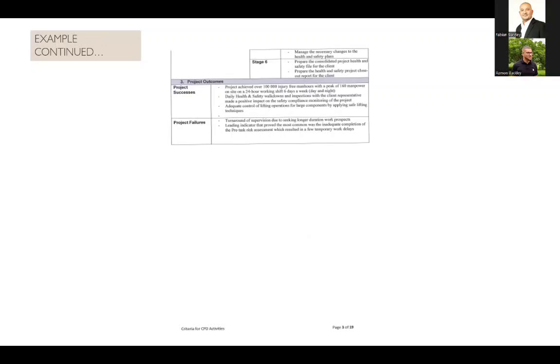That's just an example. And then failures: turnover of supervision due to seeking longer duration work prospects. That was one of the failures. And then leading indicators that proved the most common was the inadequate completion of the pre-task risk assessment, which resulted in a few temporary work delays. So this is just one of those pieces of information that you can mention as project failures. So that's just an example on Annexure B.